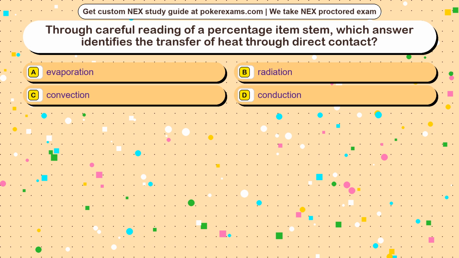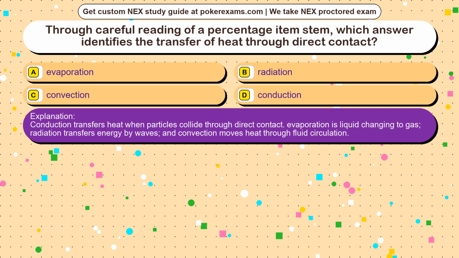The correct answer is option. Conduction transfers heat when particles collide through direct contact. Evaporation is liquid changing to gas, radiation transfers energy by waves, and convection moves heat through fluid circulation.